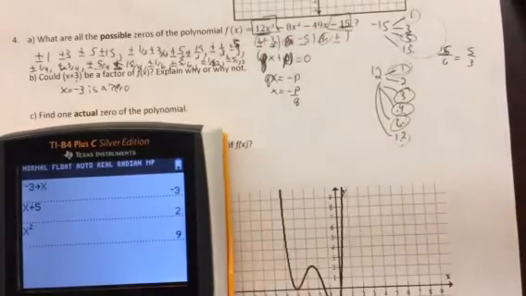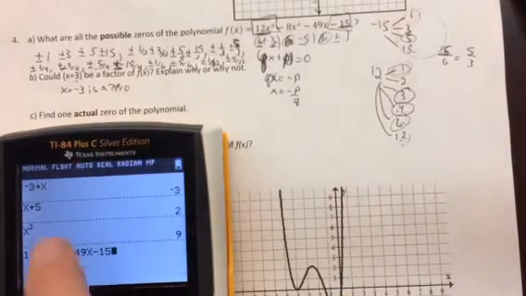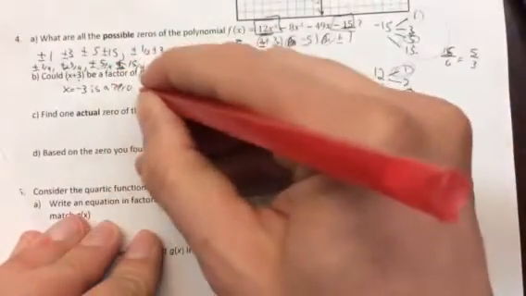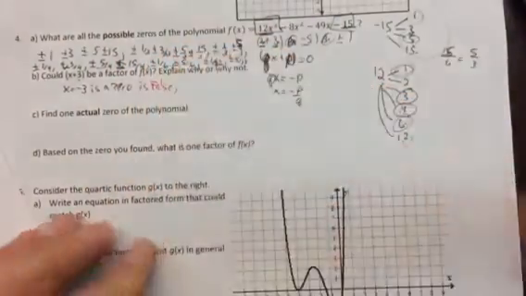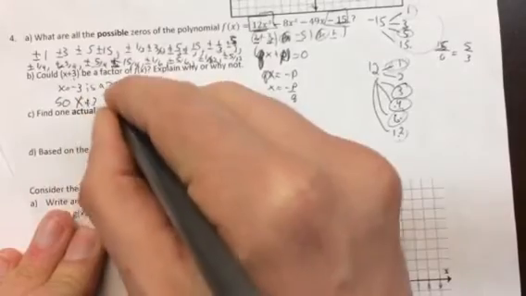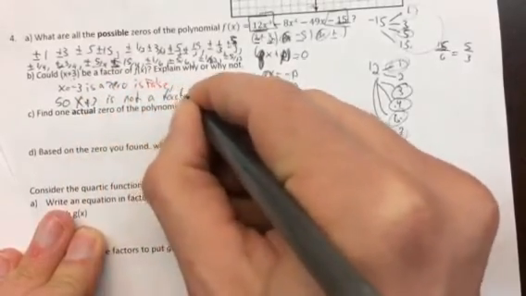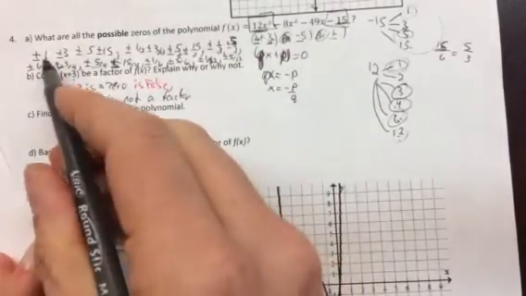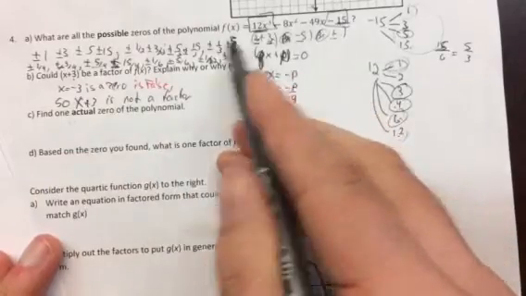And so I can just evaluate it. 12 times x cubed, so this is 12 times x to the third, minus 8x squared, minus 49x, minus 15, and this is plugging in negative 3 for x and seeing if it makes it equal to 0. And it does not make it equal to 0, it makes it equal to negative 264. So this is false. So x equals negative 3 is a 0 is false, so x plus 3 is not a factor. Even though it was a possible factor, it was one we needed to check. You do need to find one actual factor of the polynomial. So you need to check these and see which one makes it equal to 0.